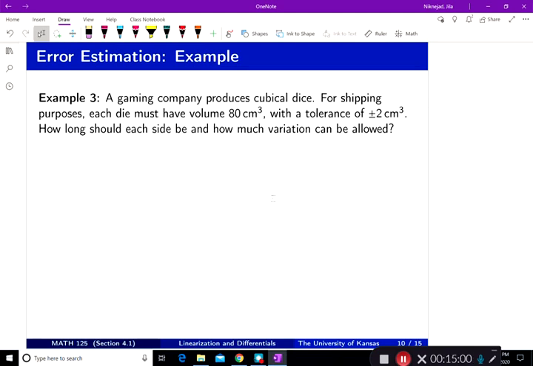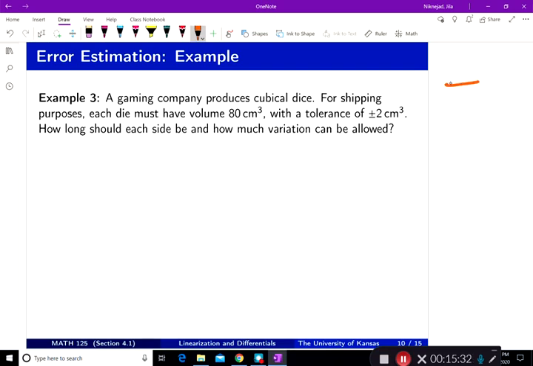Example 3. A gaming company produces cubical dice. For shipping purposes, each die must have volume 80 cubic centimeters with a tolerance of plus or minus 2 cubic centimeters. How long should each die be, and how much variation can be allowed? Here's the question: what is the input measurement? That would be the length.